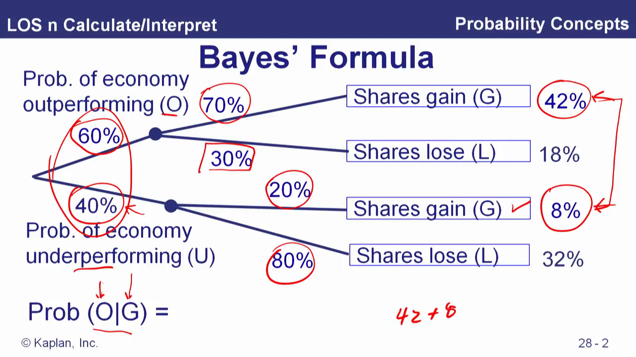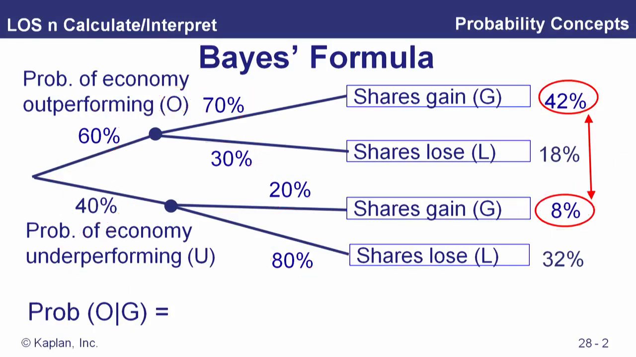Well, if shares do gain, what percentage of the time is it associated with outperformance? Well, 42% of the time. So 42% of 50% of the time when shares gain, we had an outperforming economy. Here, I've got some more formal red marks for you instead of my own here.